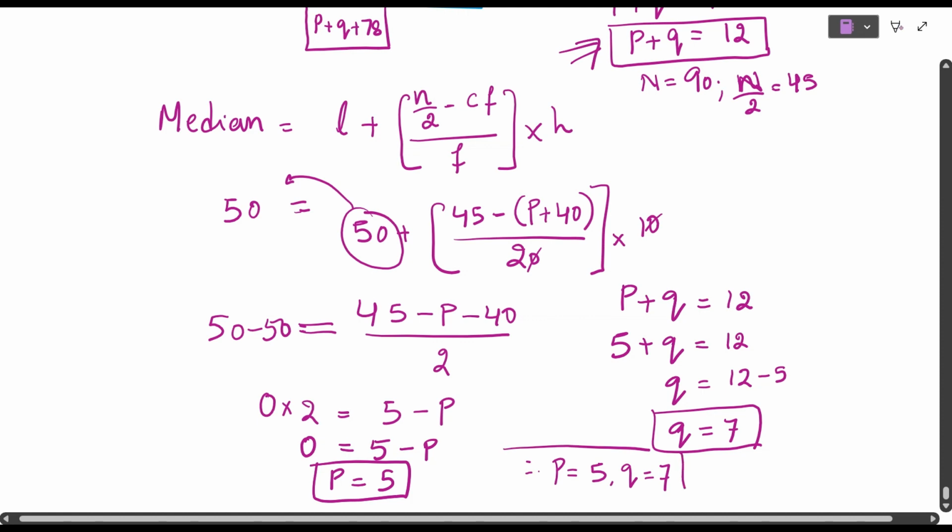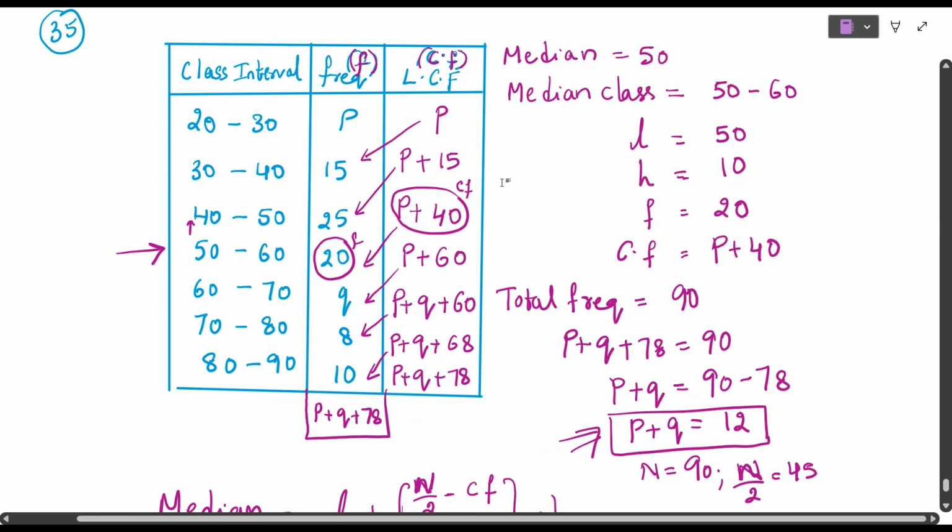So you have to know the formula to solve perfectly. Understood? This is our tabular column: class marks, class intervals, frequency, and lower than cumulative frequency we have found out. We have found out the total frequency here. So this one we got as P plus Q plus 78. So the median they have already given as 50. So the median class is nothing but where this 50 lies. It lies in the class interval 50 to 60. That is the fourth interval.